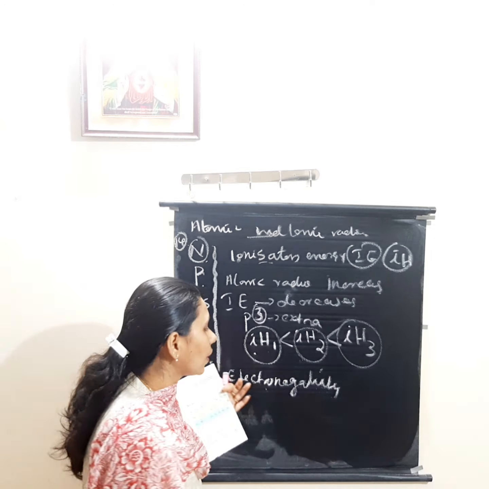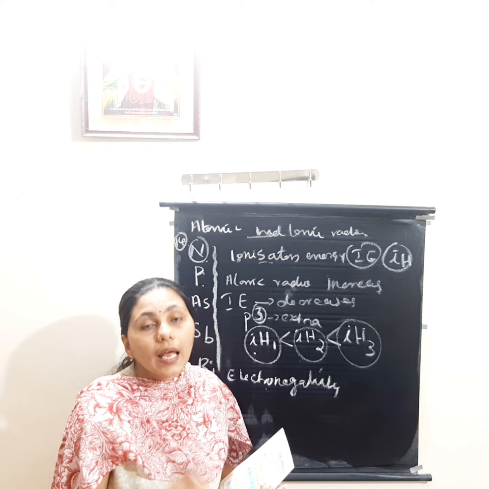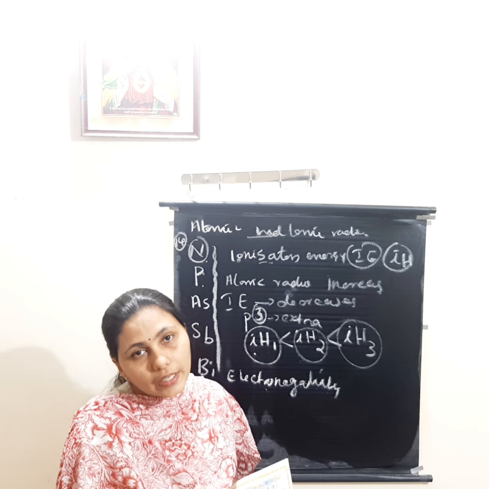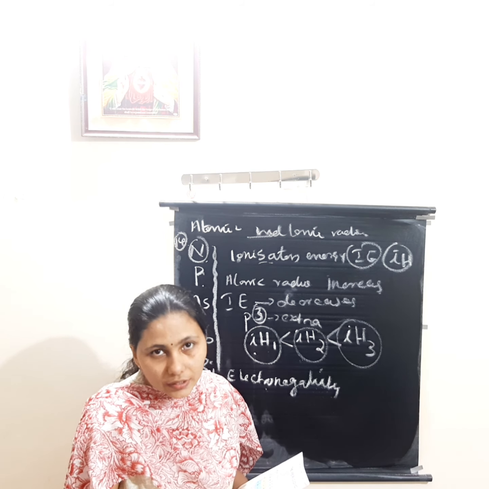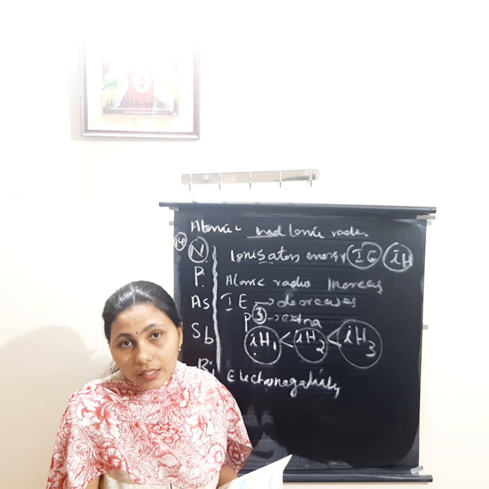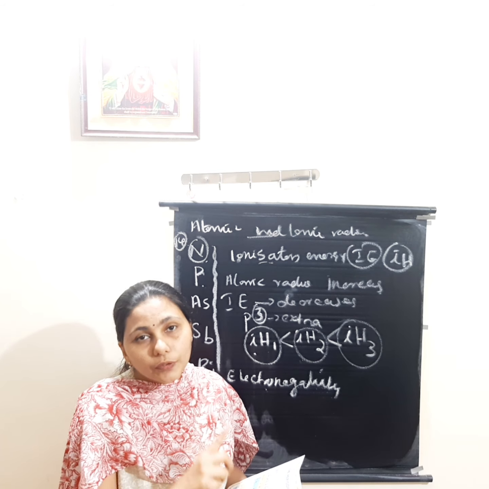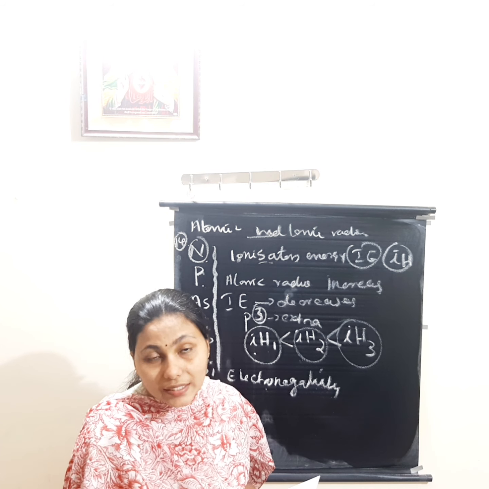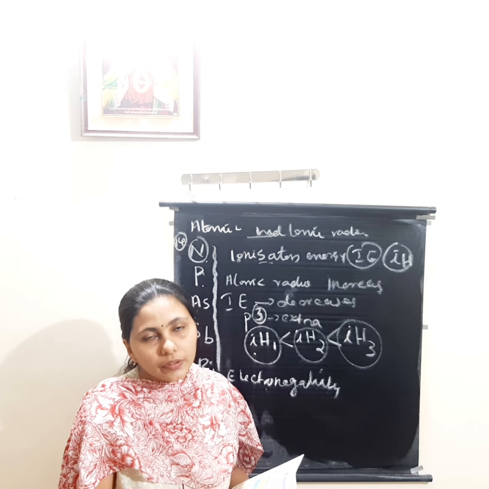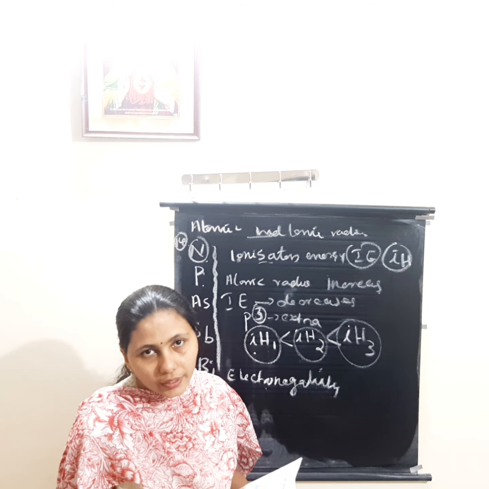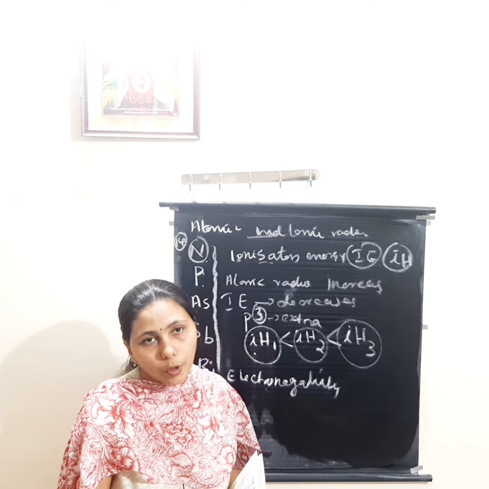So I have told you the general properties: the general electronic configuration, then atomic radius, ionization energy, and electronegativity. Atomic radius increases down the group. Ionization energy decreases down the group, but group 15 has higher ionization energy due to the extra stability of half-filled p3 orbitals. And the nitrogen family has higher electronegativity, but the value decreases down the group. So be clear, those are the general properties.